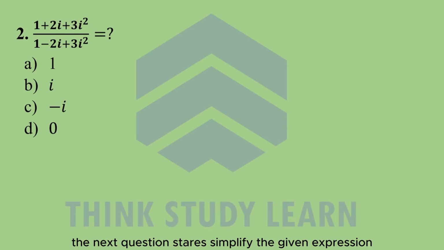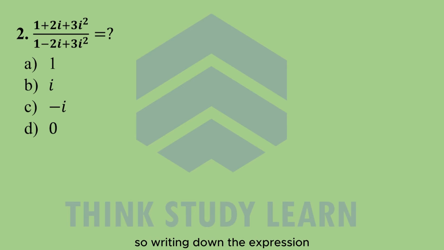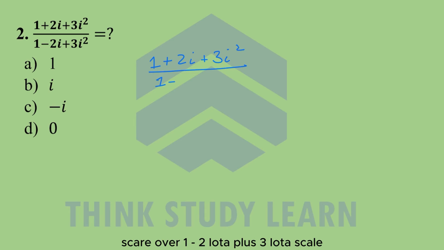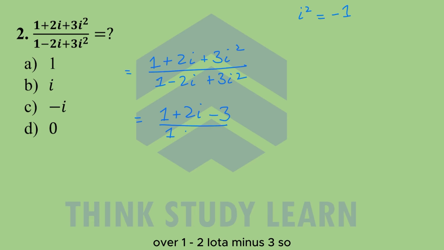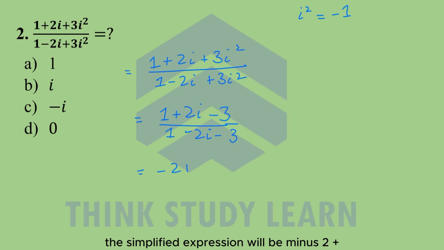The next question states: simplify the given expression. Writing down the expression, which is 1 plus 2 iota plus 3 iota square over 1 minus 2 iota plus 3 iota square. We know that iota square is equal to minus 1. So we will put the value of iota square. Putting the value will give us 1 plus 2 iota minus 3 over 1 minus 2 iota minus 3. So the simplified expression will be minus 2 plus 2 iota over minus 2 iota.